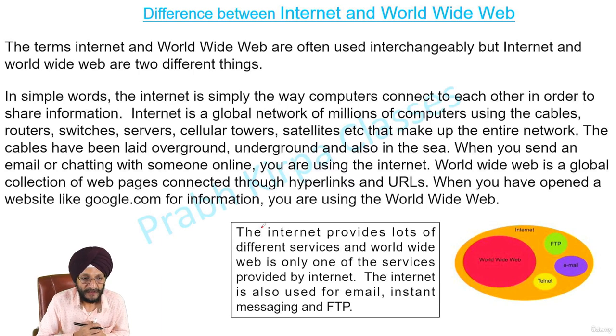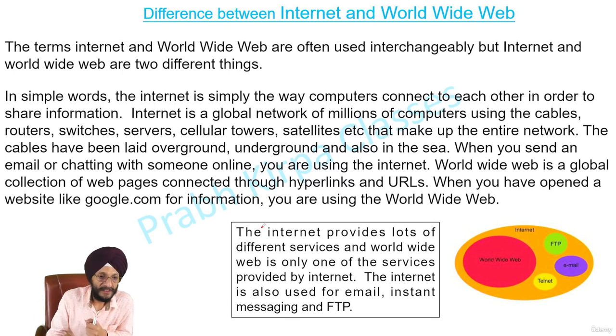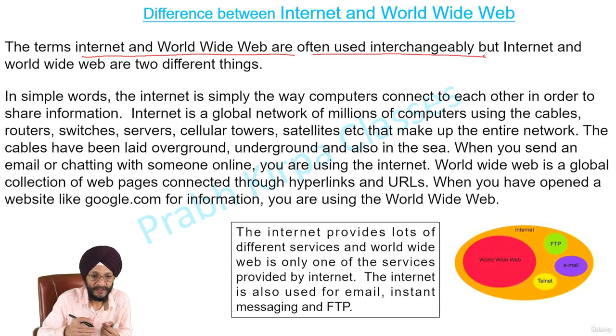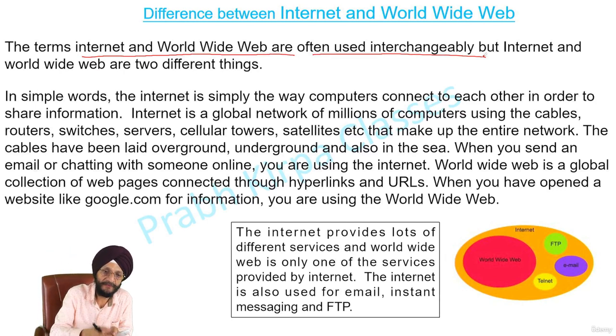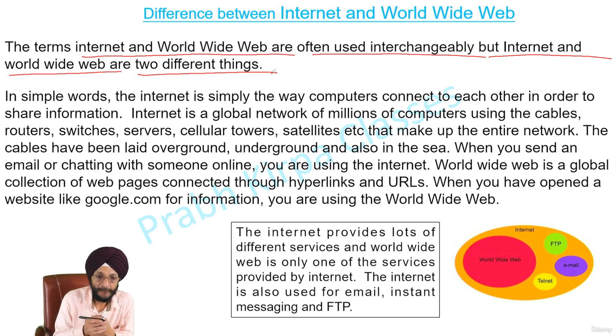Now we will understand the difference between internet and World Wide Web. The terms internet and World Wide Web are often used interchangeably. That is, sometimes we use the word internet and sometimes we use the word World Wide Web for the same thing. But both these terms, that is the internet and World Wide Web, are two different things. They are not the same thing.